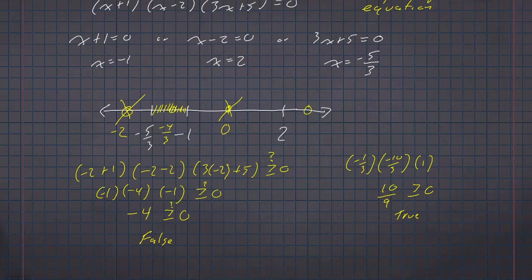To the right of 2, maybe 3 will work nicely. Plug in 3 in that inequality, and you will find that it does work. So we shade in that part of the number line.